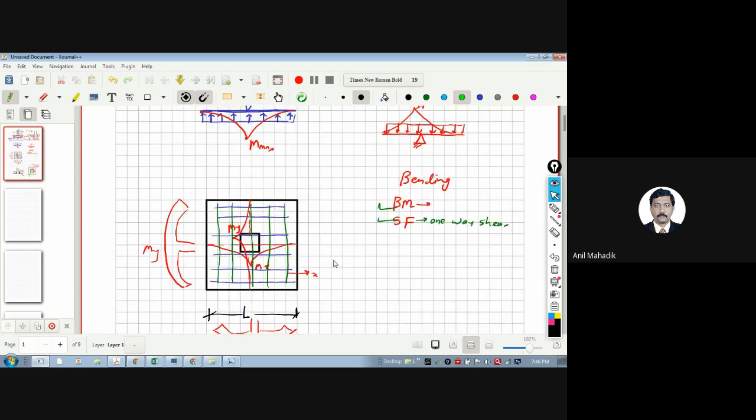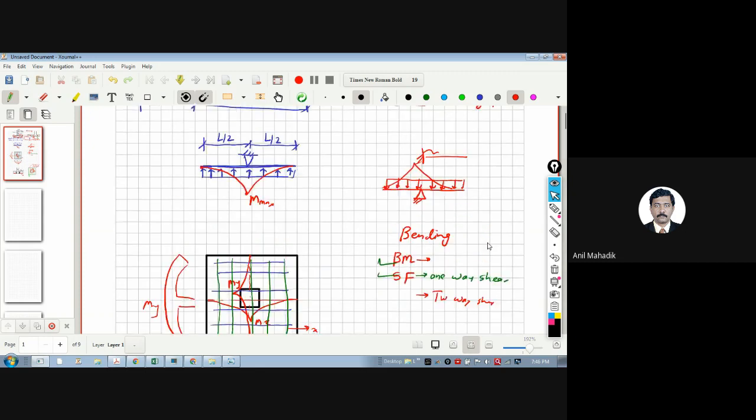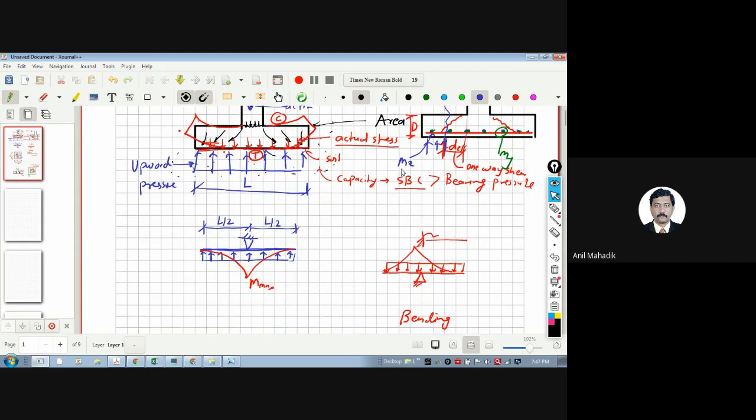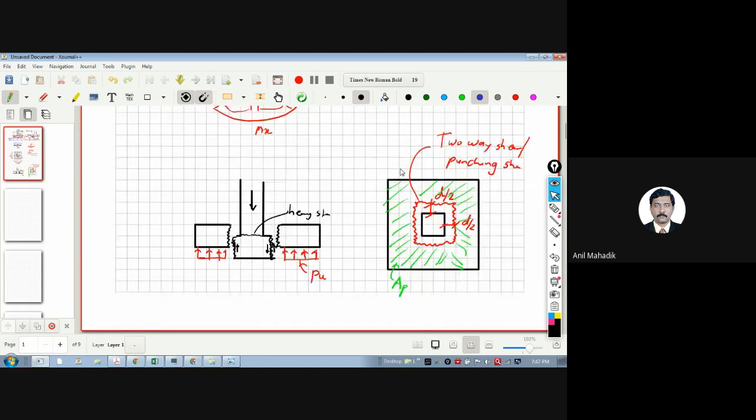So these are the three things. This is one-way shear, and then there is two-way shear. In one-way shear also, whatever portion is there, there is upward pressure after this crack, and this pressure will cause the one-way shear. So all of you got this overall concept of the behavior of the footing.